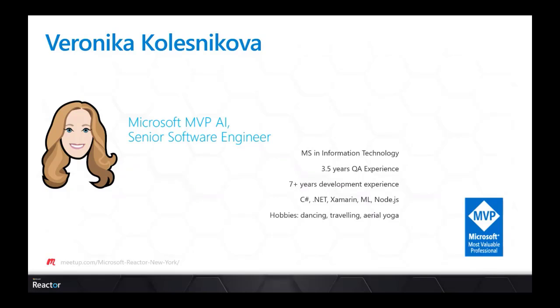My name is Veronika Kolesnikova. I am a Microsoft MVP in AI, and I'm also a senior software engineer. I have a master's degree in information technology. I started my career as a quality assurance engineer, and then I moved to development. I'm mostly working with Microsoft technologies like C#, .NET. I'm a huge fan of all their cross-platform solutions, including solutions created with Xamarin. My hobbies are dancing, traveling, and aerial yoga.